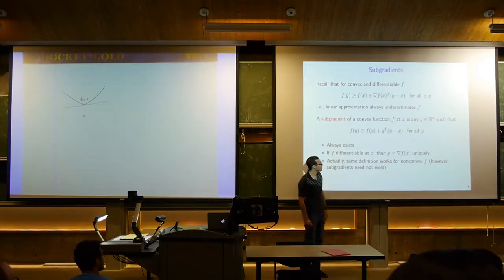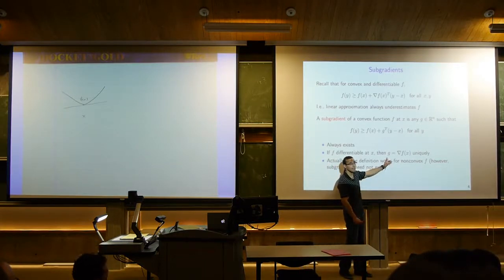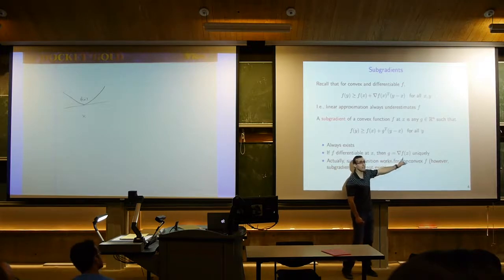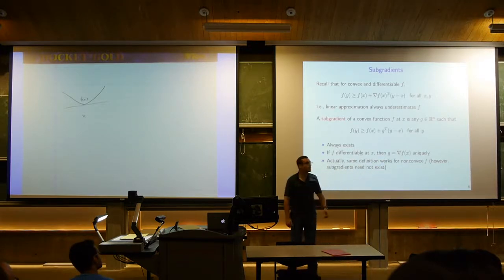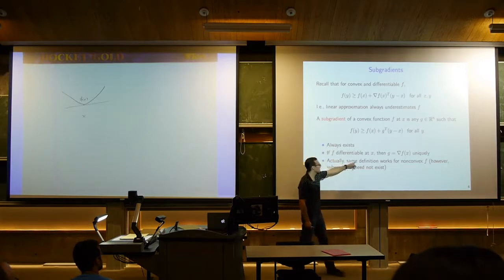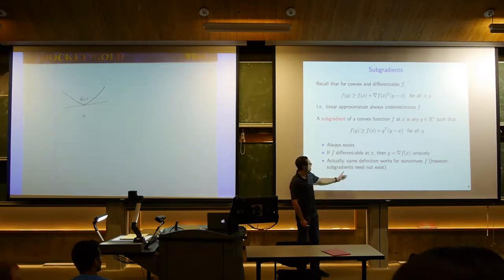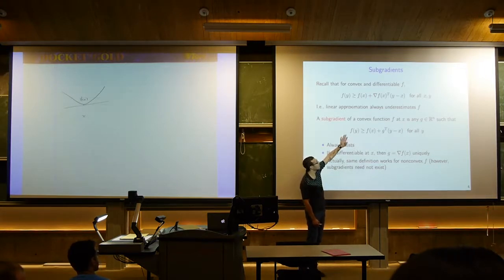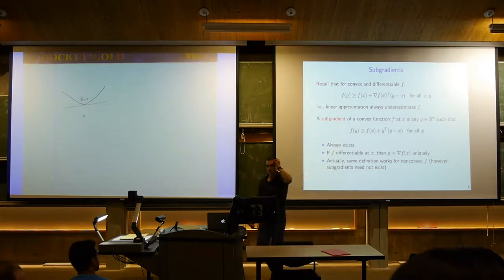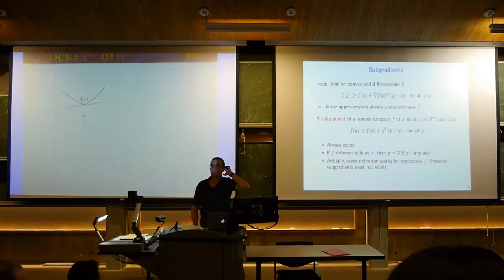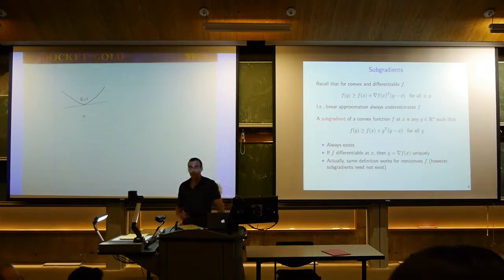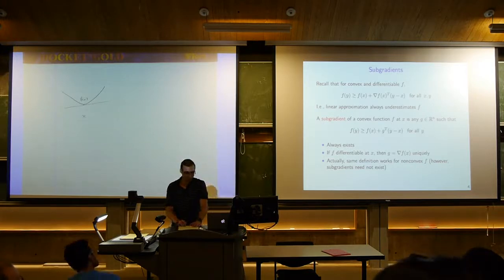If f is differentiable, then there's only one subgradient at x, and that's its gradient. We know that at least the gradient is going to be a subgradient. And if f is differentiable at the point x, then there's only one that makes that true. In fact, the same definition is going to work for a non-convex function, but subgradients need not exist. I don't always have subgradients, even for differentiable non-convex functions.